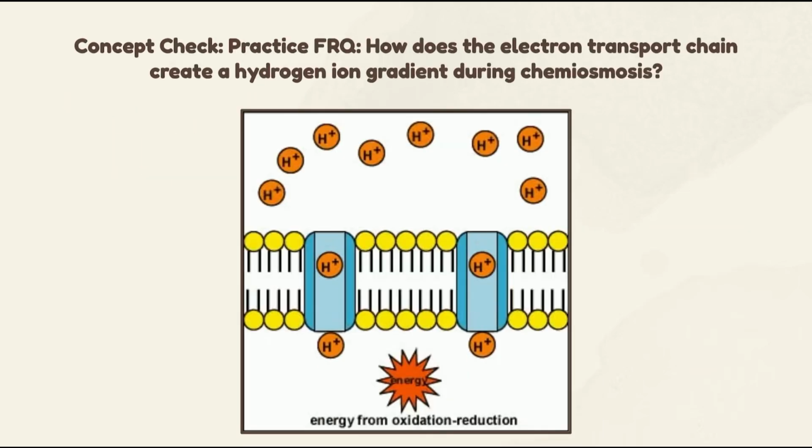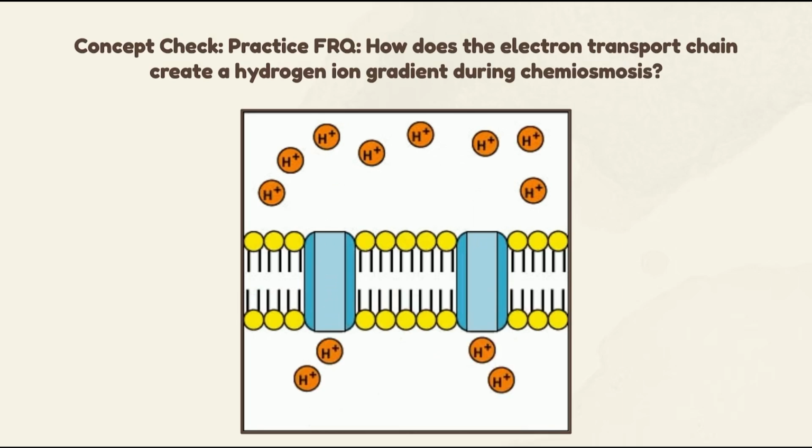Now for a quick concept check on chemiosmosis. How does the electron transport chain create a hydrogen ion gradient during chemiosmosis? Pause the video.